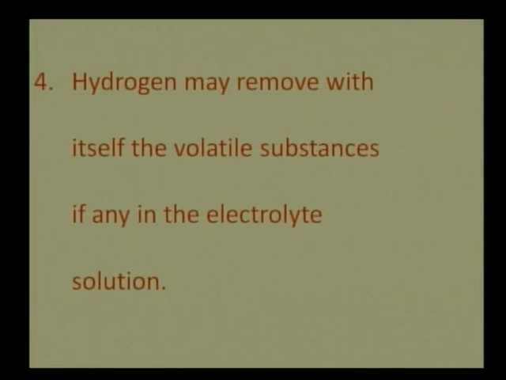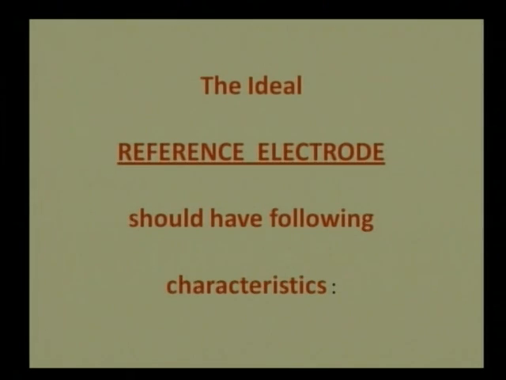The fourth one is that hydrogen may remove with itself the volatile substances, if any, in the electrolyte solution. If any volatile substance is in the electrolyte solution, hydrogen removes that particular substance along with itself. Hydrogen is removed and the volatile substance is also removed. So this is not the solution to get the ideal reference electrode.